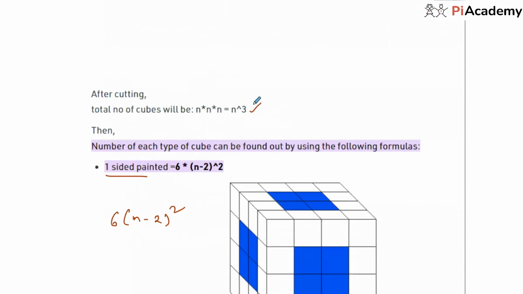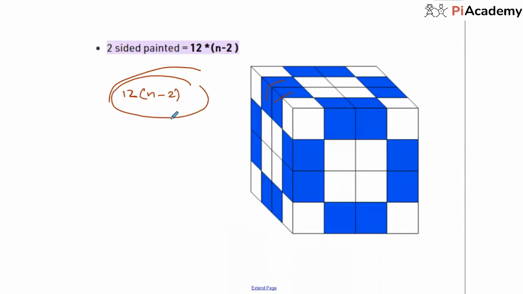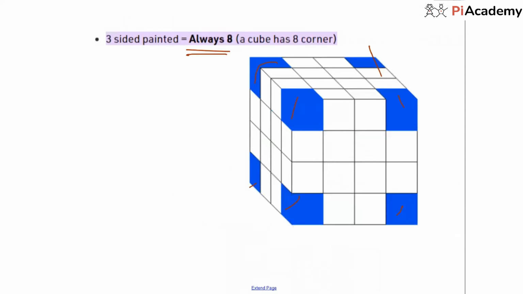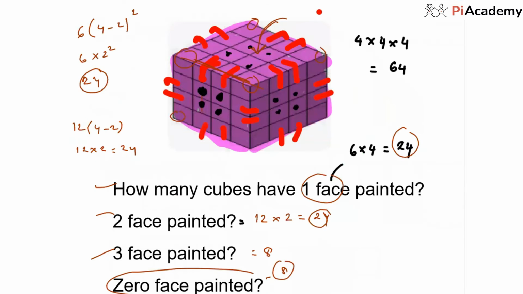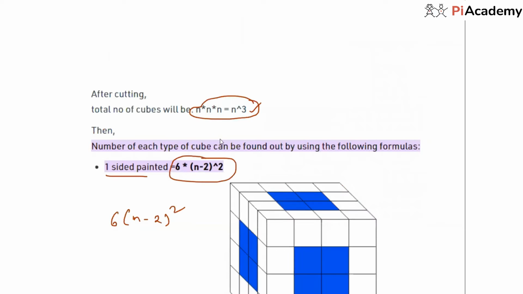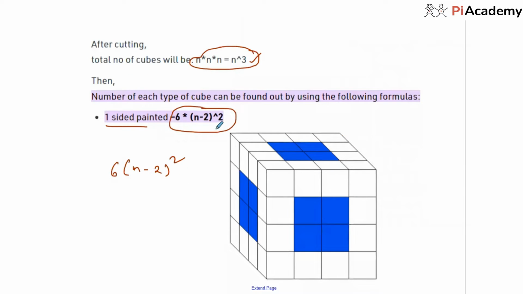The first formula is number of cubes is n cube. Look here, where n is the number of cubes on each edge. Okay, and for one side painted it is 6 times n minus 2 whole square. Two side painted it is 12 times n minus 2. Three sides painted it is always 8. Zero is n minus 2 whole cube. Do you want to write this down, guys? Yeah, go ahead. Write this first. Maybe you don't need to write all the sentences. You can just write total number of cubes is n cube. One side painted, this one.